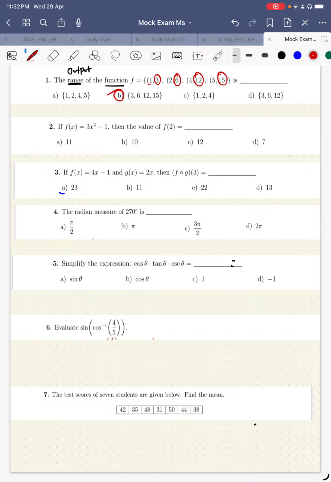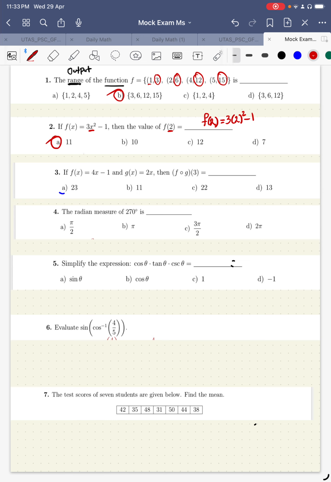Let's go to the second question. If f of x equals 3x squared minus 1, then the value of f of 2 equals what? Remember again, a function is a system of input and output. If my input here is 2, what is my output? First I'm going to write f of 2, then I'm going to replace the x with a 2. So instead of writing x, I'm going to write 2. I'm going to have 3 times 2 squared minus 1, which, if I use the calculator, gives me 11. So my answer is going to be 11.